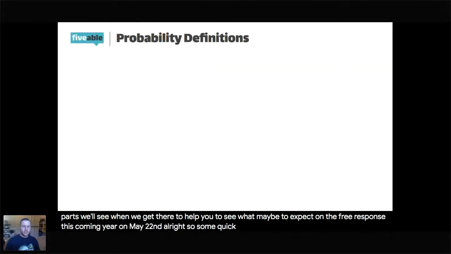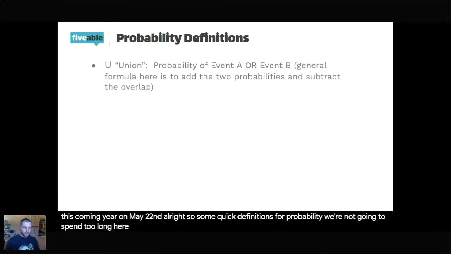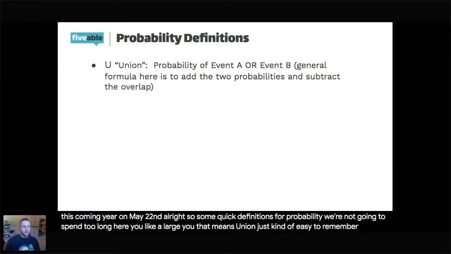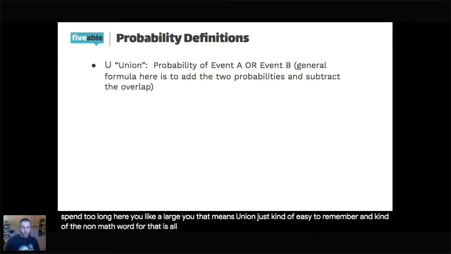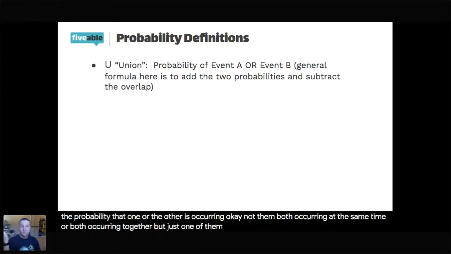All right, so some quick definitions for probability. We're not going to spend too long here. If you see the U, it's like a large U, that means union, which is kind of easy to remember. And kind of the non-math word for that is or. So the union is the probability of event A or event B. So the probability that one or the other is occurring. Not them both occurring at the same time or both occurring together, but just one of them, at least one of them is occurring.